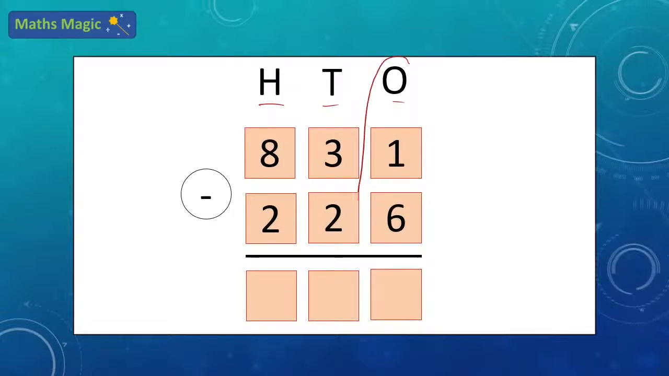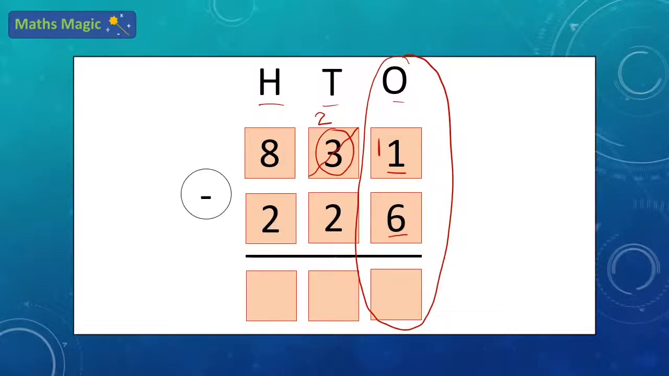We'll start with the ones column here. So our question is 1 subtracted by 6. Now we can't take 6 away from 1, so we're going to need to rename. So what we're going to do is rename from the tens column here. We'll take our 3 and take 1 ten away from our 3, making that 2. We're going to rename that ten over to the ones column, making that 11. So now our question is 11 subtract 6, which is 5.